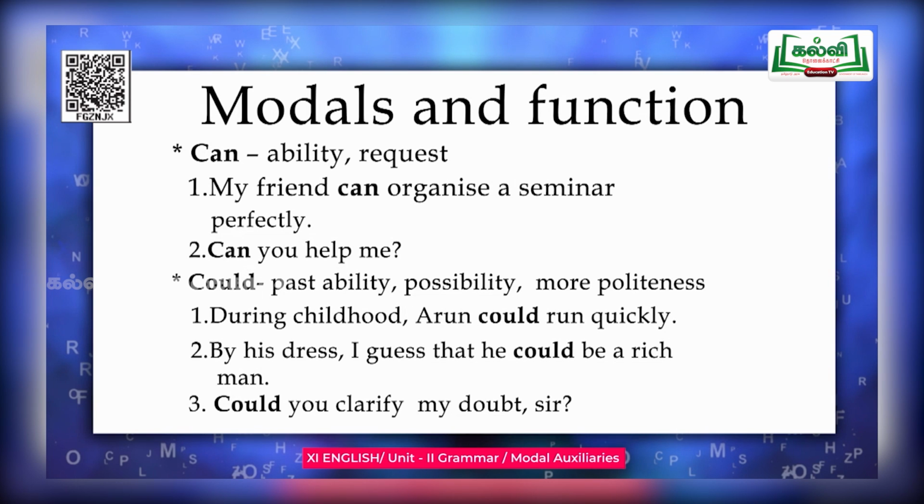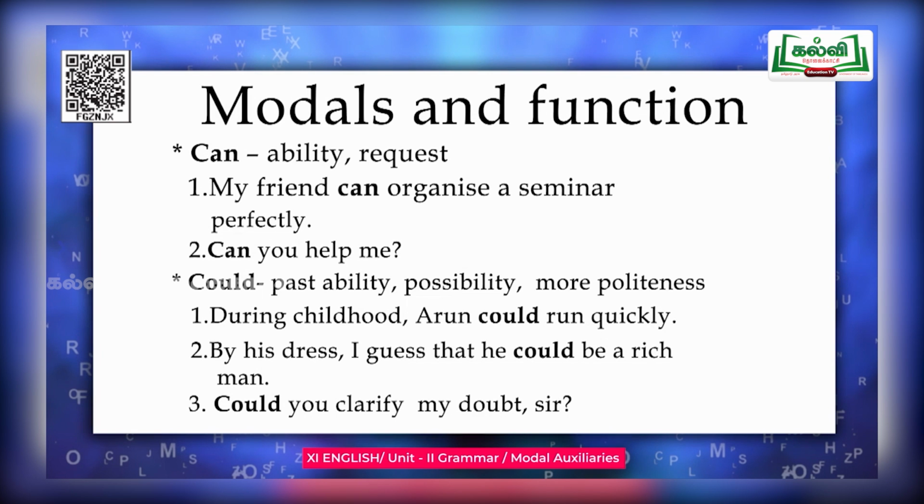Then the next modal auxiliary is could. The word could is used to express past ability. It is used for possibility. It is used for more politeness. So a modal auxiliary can be used for more than one reason. If you take this first example, during childhood, Arun could run quickly.